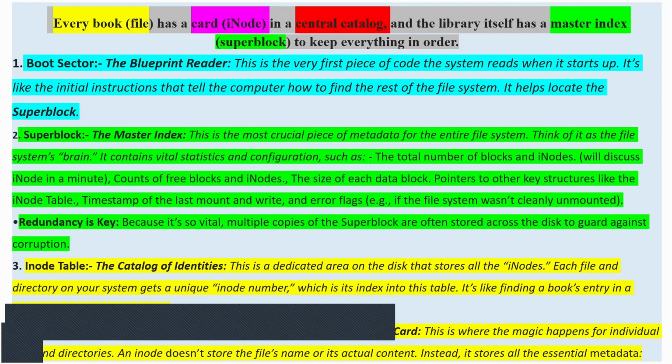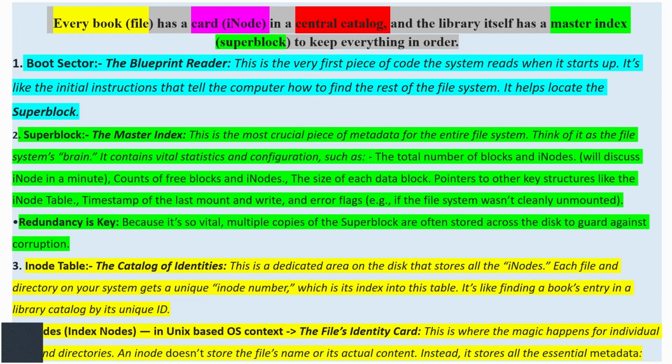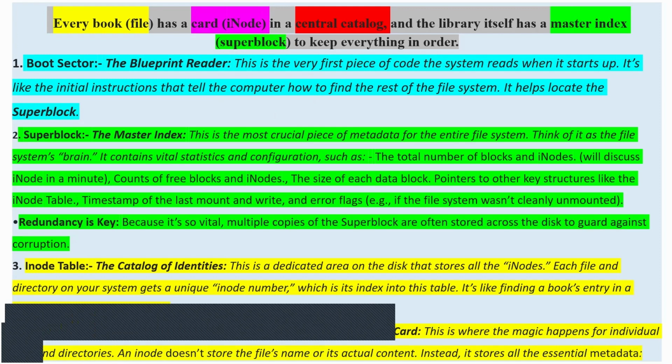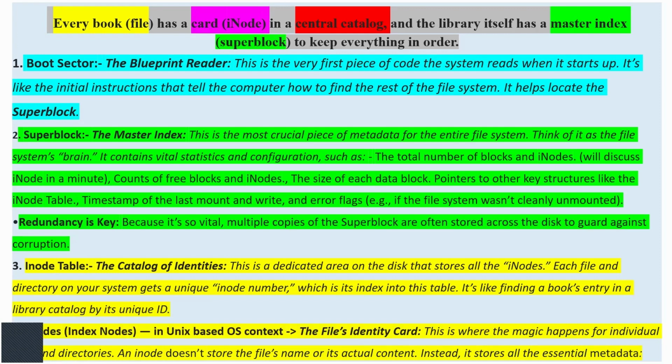So this is the main concept to understand a file, inode, superblock, inode table, and boot sector, right? Now, further discussing, let's understand what a boot sector is. A boot sector, or we can say a blueprint reader, is the very first piece of code the system reads when it starts up. It's like an initial instruction that tells the computer how to read the rest of the file system. It helps locate the super block. We also need to identify where the super block is, and for that we have a boot sector, right?